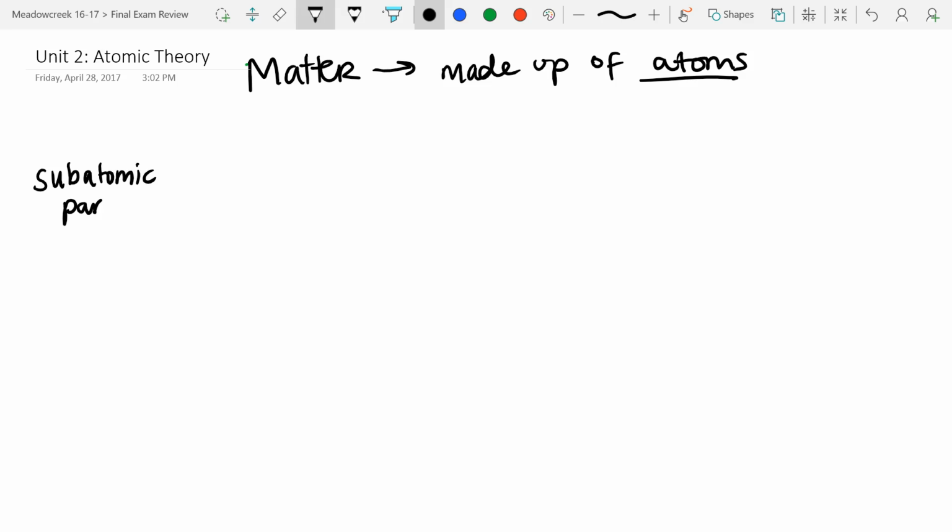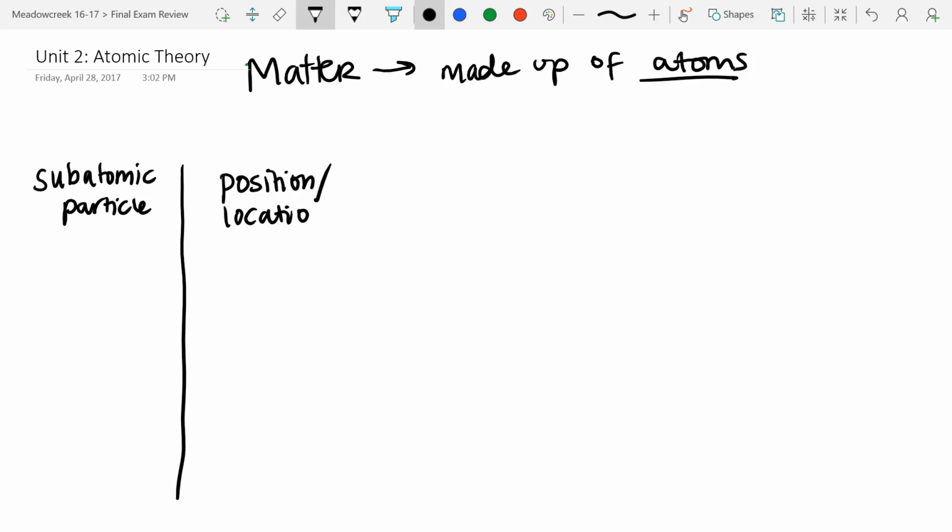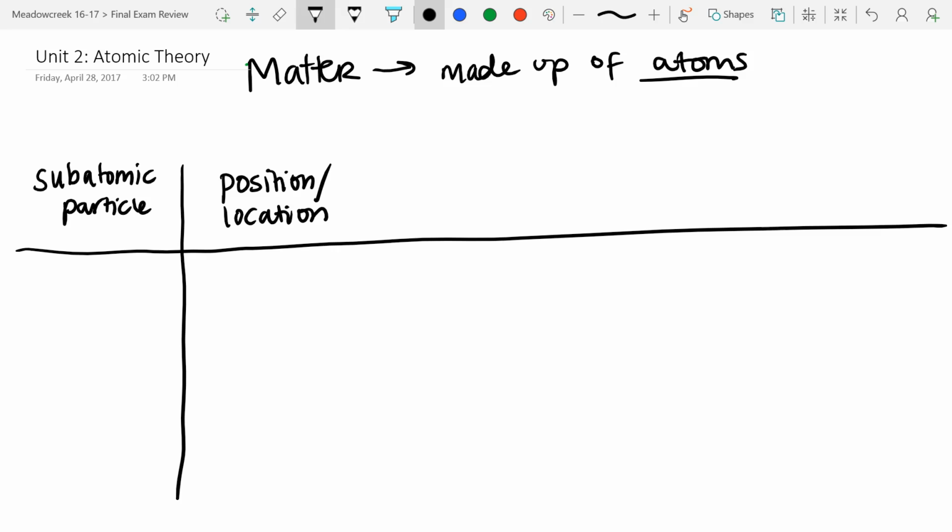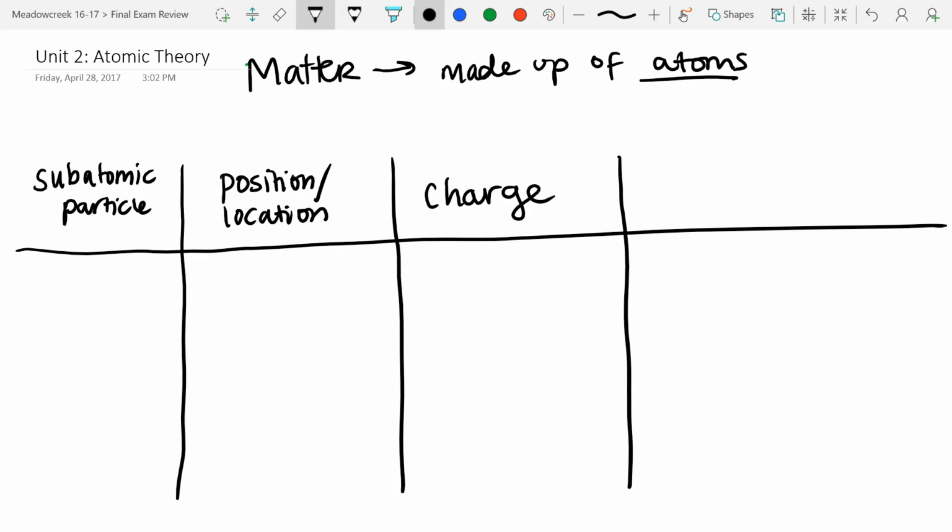We have a subatomic particles column. We're going to talk about the position or location of those subatomic particles in the atom. We're going to talk about their charge. And we're going to talk about their size.